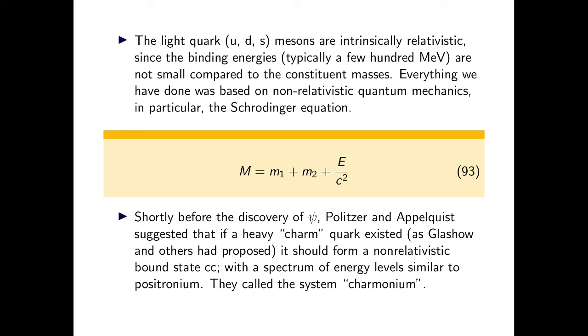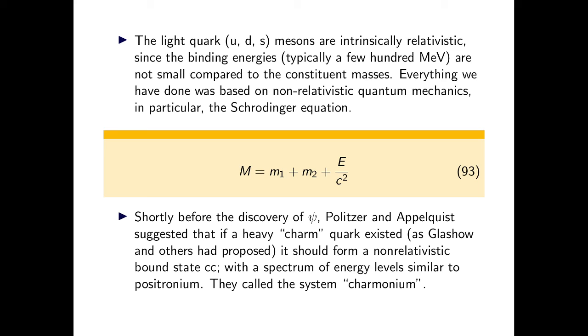I'll explain how there was a similarity between charmonium and positronium, and how charmonium was discovered. Before the discovery of psi, scientists Politzer and Appelquist suggested that if a heavy charm quark existed, it would form a non-relativistic bound state, c c-bar, with spectral levels similar to positronium. So this is where there's a similarity between positronium and charmonium. This was considered a charm quark before psi was discovered.